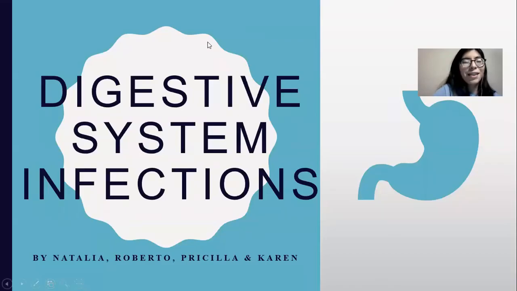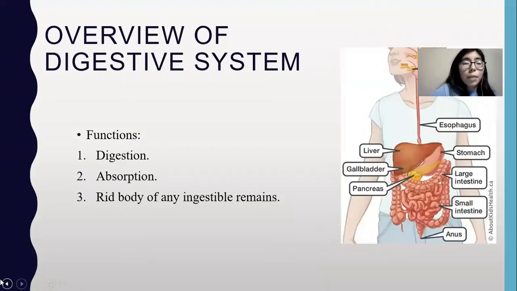Hello, everybody. We're going to talk about the digestive system infections, where in this system you can find the most and diverse normal microbiota in our body. The main functions of the digestive system are to take in food, then break down the food into nutrient molecules so the body can absorb it, and finally get rid of the indigestible remains through feces.